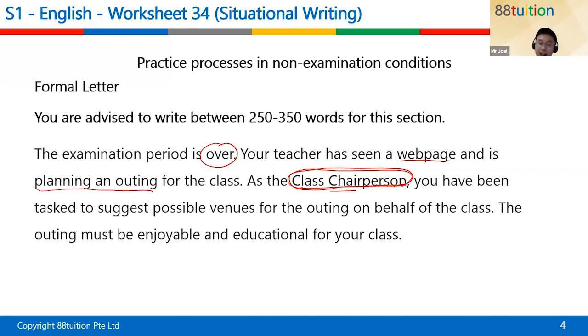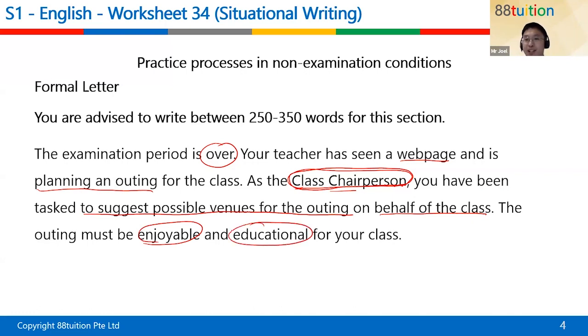So you are so-called the in charge, all right, and you need to be in charge of upkeeping the discipline of your class as well, right? So you are a person with responsibility. That's why the teacher picked you in the first place. So what have you been asked to do by your teacher? You are to suggest possible venues for the outing on behalf of the class. The outing must be enjoyable and educational for your class.